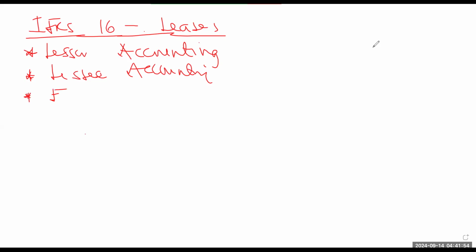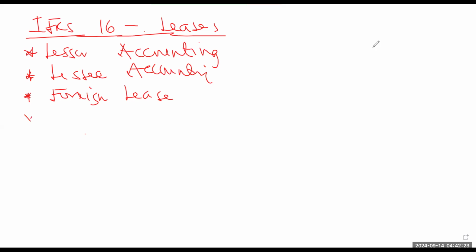Then we come to what we call the foreign lease. With the foreign lease, the asset has been leased from a foreign company, which is going to be in a different currency. How do we go about it? You are in Ghana, you have now leased an asset from a Nigerian company. The two of you have different currencies. How do you account for this? We are going to be looking at that also.